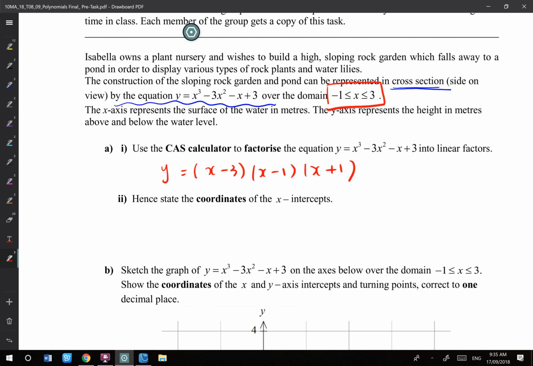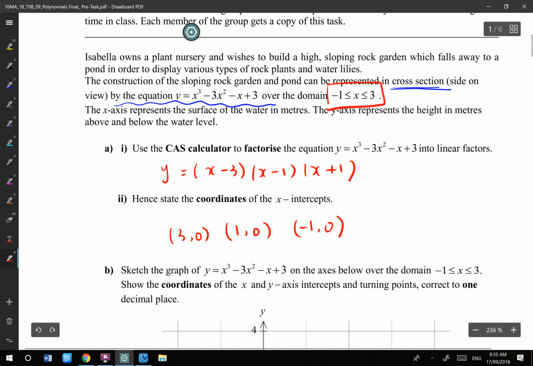Hence, state the coordinates of the x-intercepts. What's the x-intercept? You can see very easily from the above function because it's in factorized form. So it's 3, 0, 1, 0, and minus 1, 0. But you need to write the coordinates.